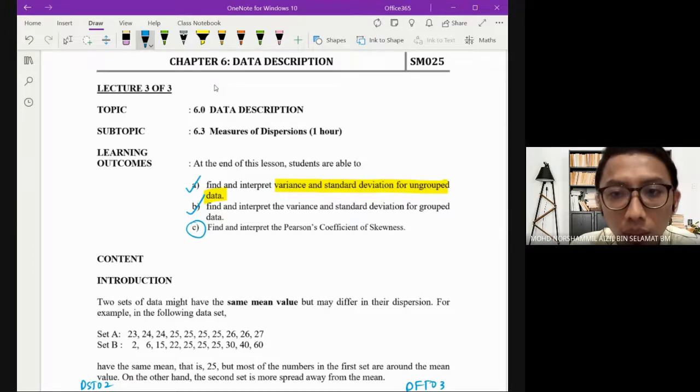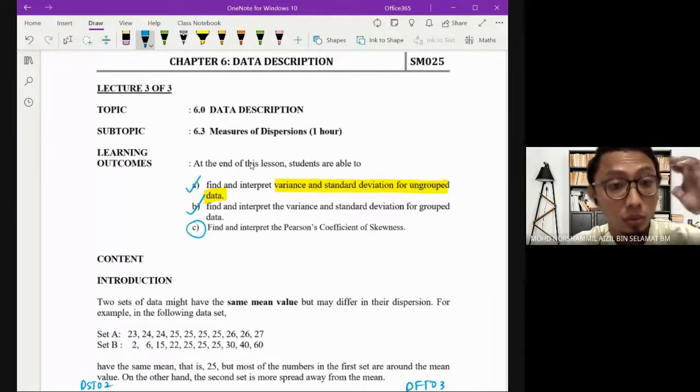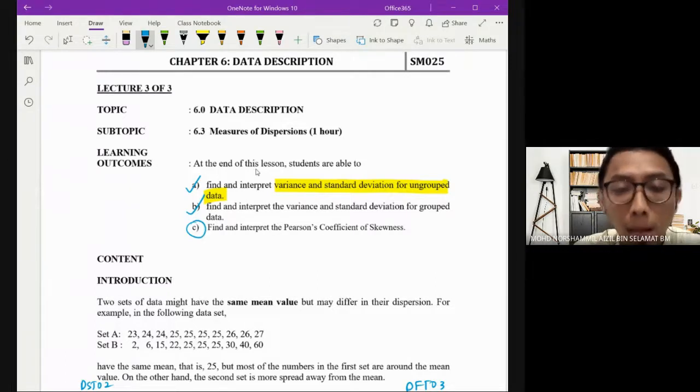Find and interpret the Pearson's coefficient of skewness. It's just a method to determine the skewness of the data that we obtain. Tak ada apa, kita just nak calculate saja, formula telah diberi. Jadi kita akan cuba kira dan tengok apa yang terhasil daripada data yang kita ada tu. Okay, so that's the idea for today.